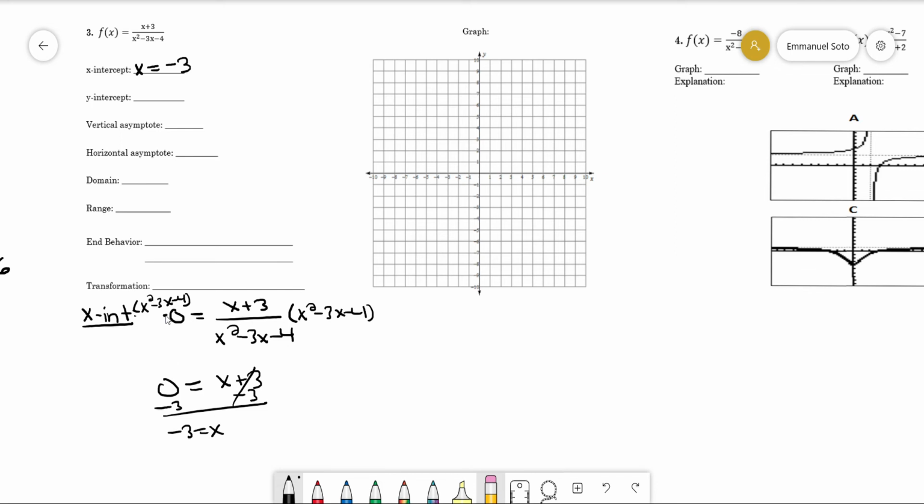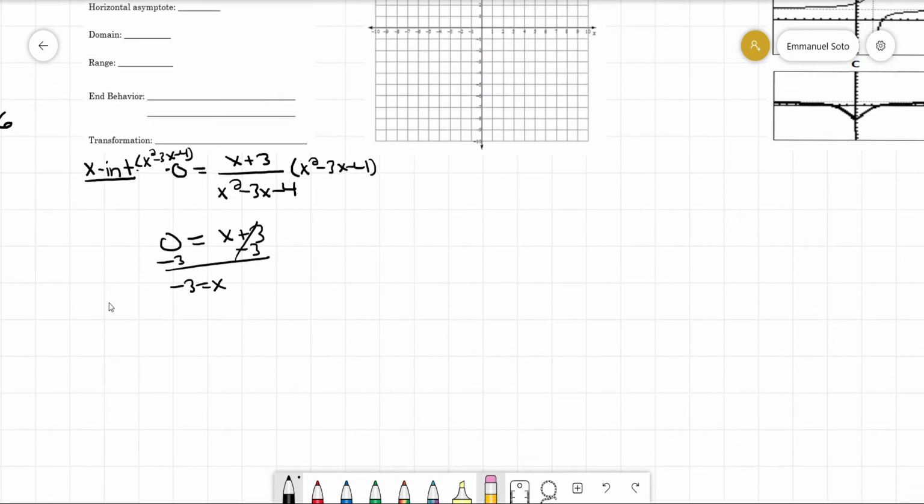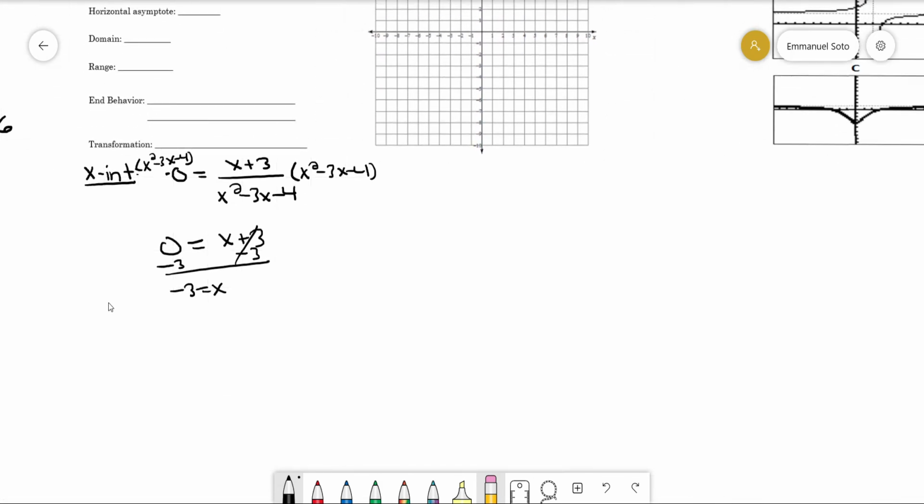Now let's do the y-intercept. We're going to set x equal to 0 there. So we have y equals 0 plus 3 over 0 squared minus 3 times 0 minus 4. These are both going to be 0, so you have 0 minus 4, which is negative 4. So you have negative 3 over 4.